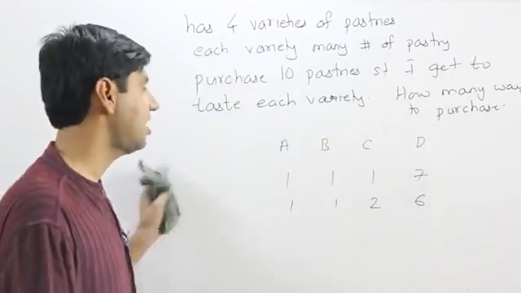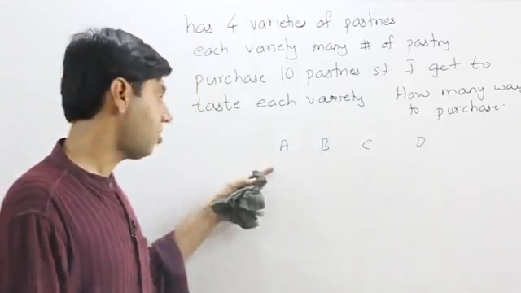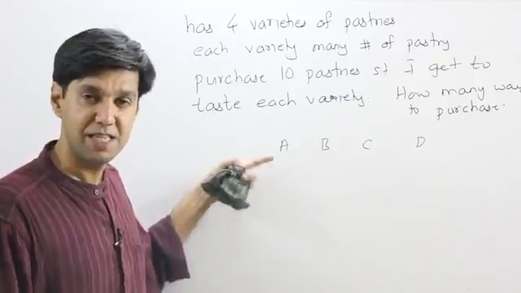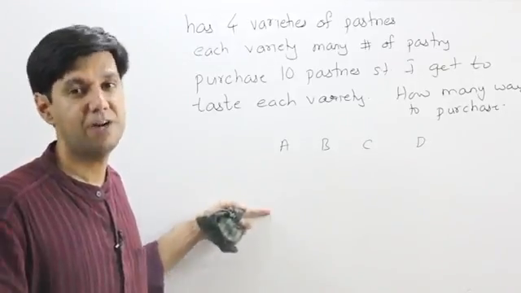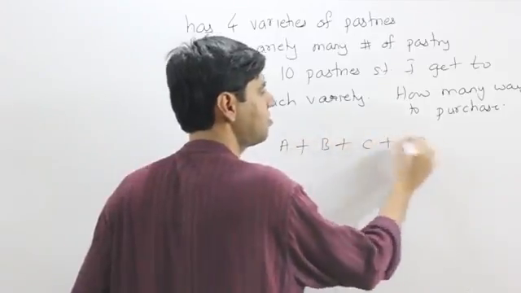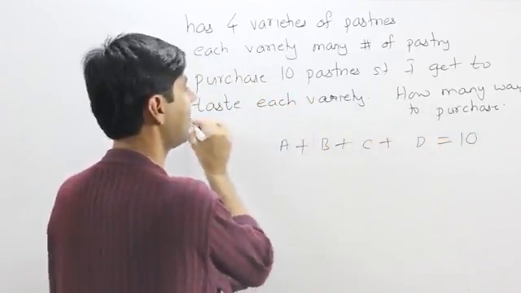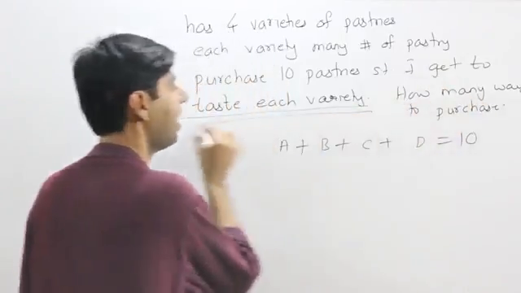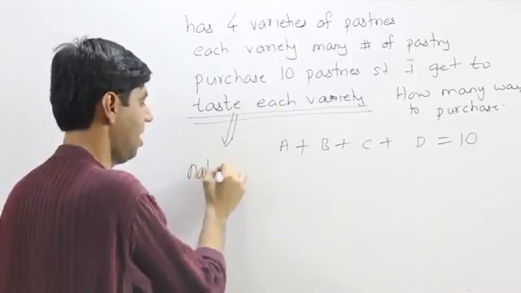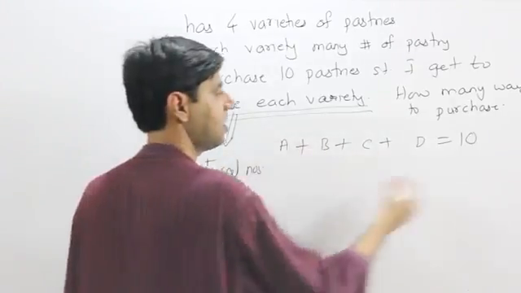So what this is suggesting is, let A be the number of pastries of the first type. Depending upon the number, whether it's 1, 0 and so on, I get a different purchase. B be the number of the second type and so on, and from here it should be pretty obvious that the sum of them has to be 10. And what do I do such that I get to taste each variety? Each variety simply suggests that I need a natural number solution to them. I cannot buy 0.